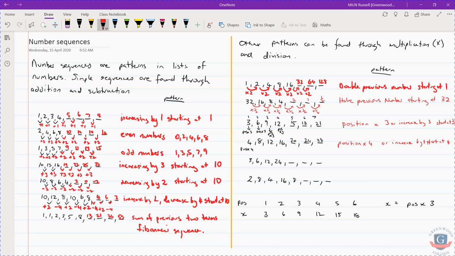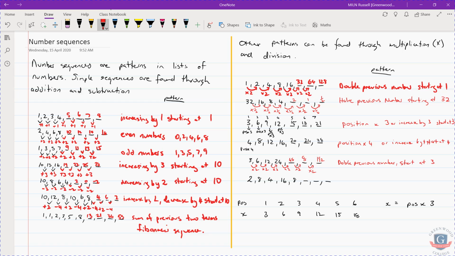Now this one, what's the pattern here? 3, 6, 12, 24. Looks like another doubling pattern, doesn't it? So that times 2, that times 2, that times 2. So that times 2 would be 48. That times 2 would be 96. That times 2 would be 192. So double the previous number, starting at 3.